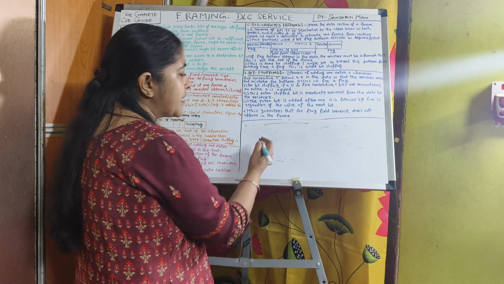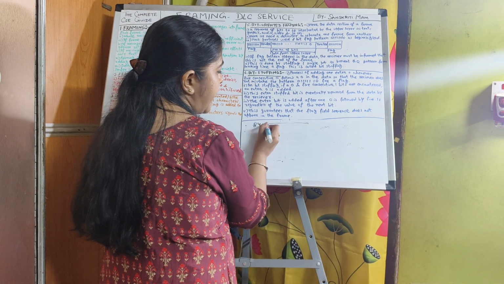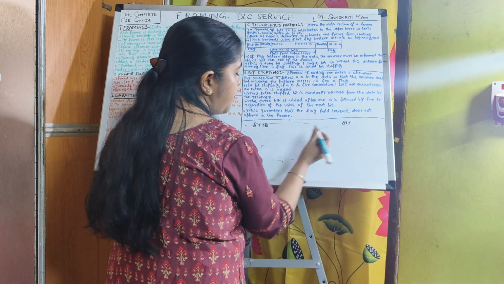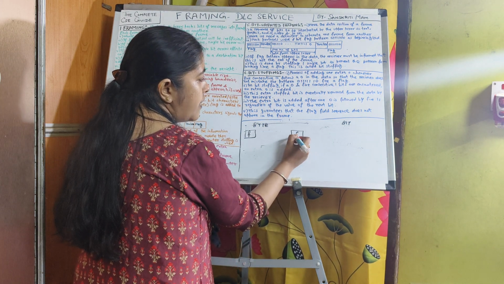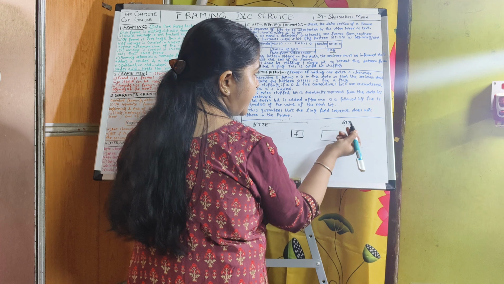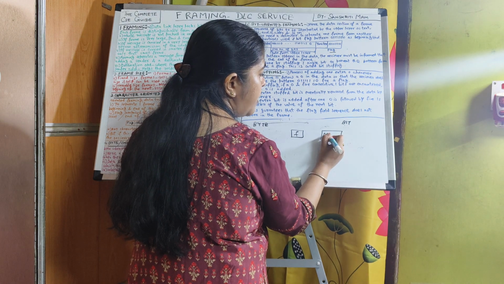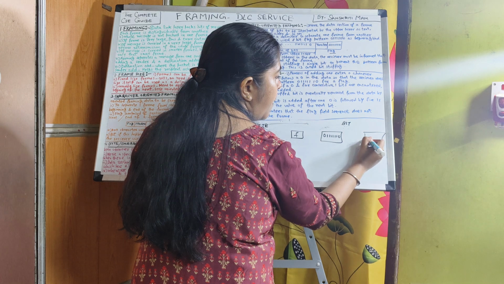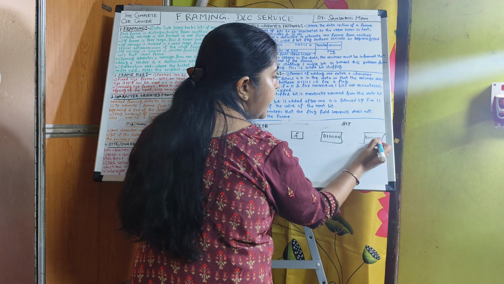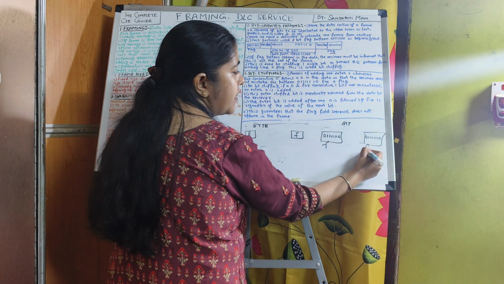In bit stuffing versus byte stuffing or character stuffing, what is the difference? Here we are having a flag sequence again. Here also we have a flag sequence, but it will be 1, 2, 3, 4, 5, 6, 7, 8. Again here 1, 2, 3, 4, 5, 6, 7, 8. So this is the difference.